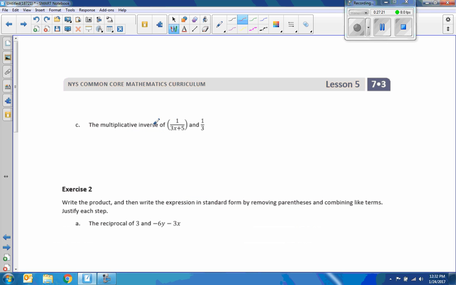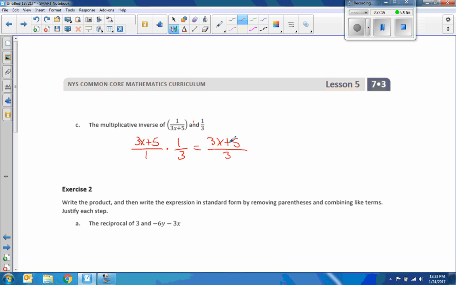Okay, the multiplicative inverse of 1/3x plus 5 is 3x plus 5 over 1. And here is where I put my multiplication symbol, times 1/3. So we're multiplying the inverse of this, which is this, times 1/3. So multiply the numerator times the numerator. So 3x plus 5 times 1 is 3x plus 5. That's a multiplicative identity. Divided by 1 times 3, which is 3.